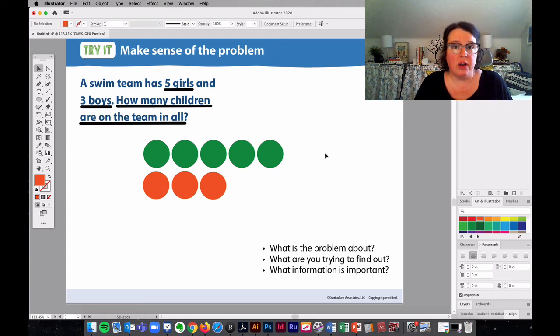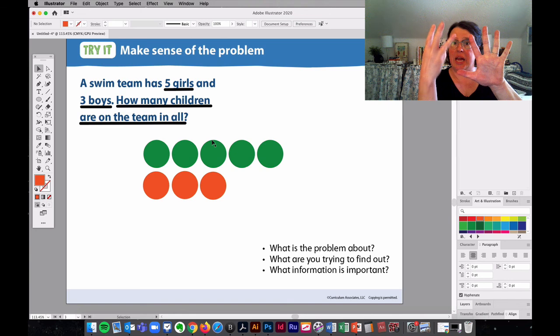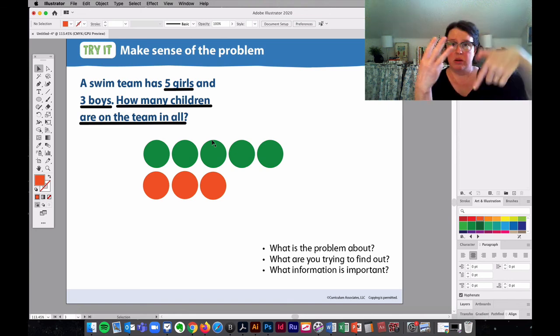Now, there are a lot of ways that we could solve this problem now that we have this picture, but we're practicing counting on. So we're going to start with one group. I'm going to start with the group that has 5, and I'm going to count the other group. So I have 5, 6, 7, 8, my group of 3, and all together there are 8.